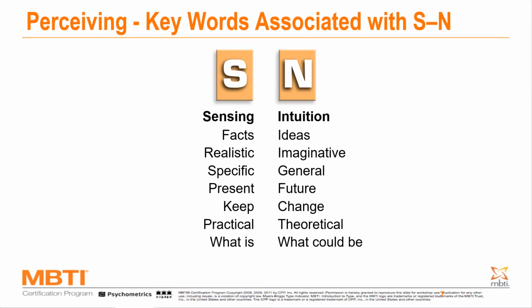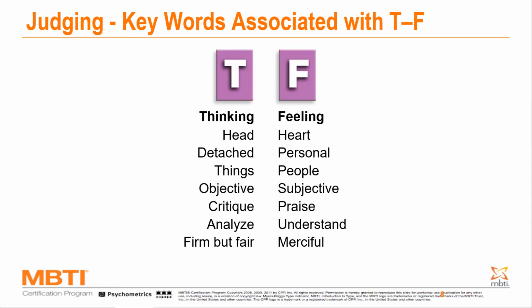After taking the MBTI personality assessment, you'll find that the second letter in your type is either an S representing sensing or an N representing intuition, and you'll gain a general understanding of what each cognitive function represents. Likewise, you will find that the judging function of each type can be either a T for thinking or an F for feeling, and you will gain a general understanding of each.